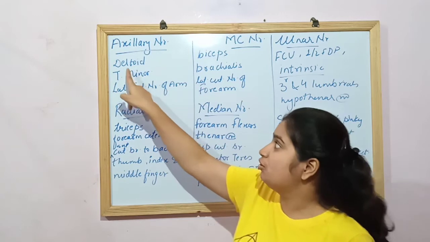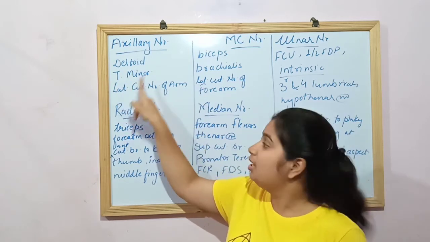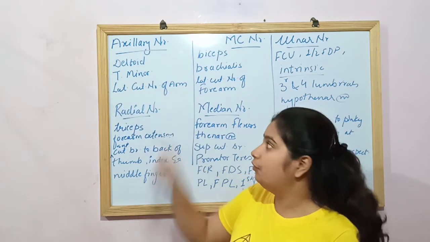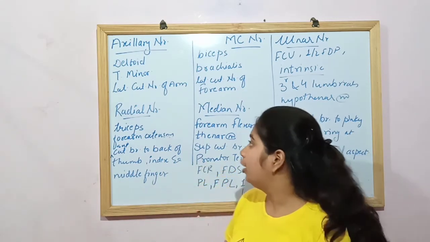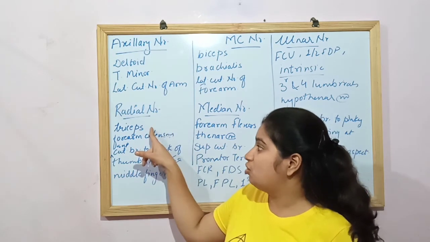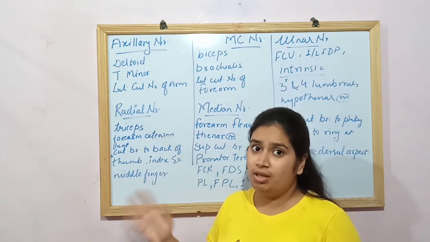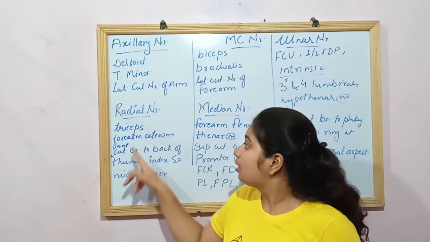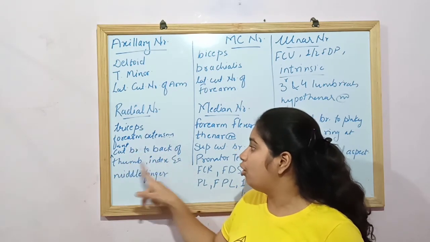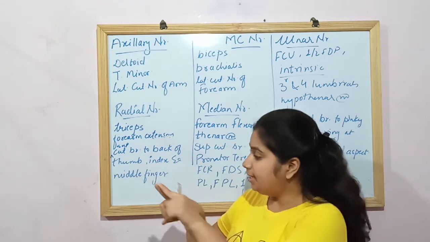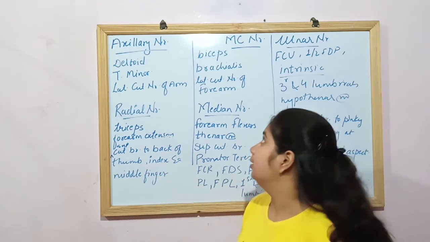Axillary nerve innervates your deltoid, teres minor muscle and the lateral cutaneous nerve of the forearm. That is the dermatome part of your arm. Now the radial nerve innervates your triceps. I already explained this in my earlier videos. Triceps, forearm extensors, superior cutaneous branch to the back of the thumb, index and the middle finger.